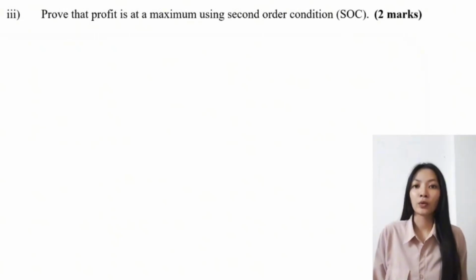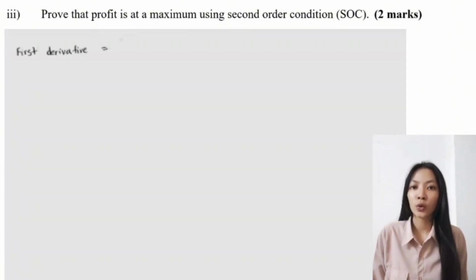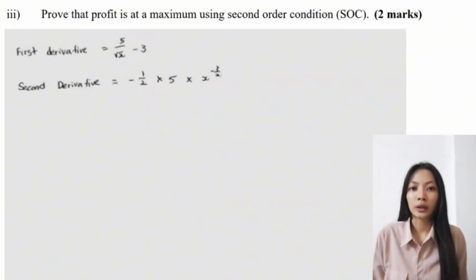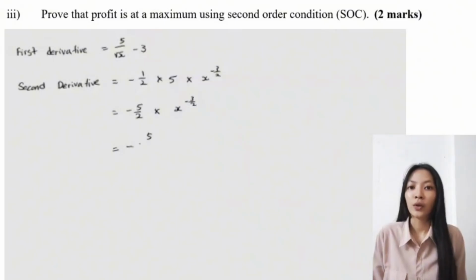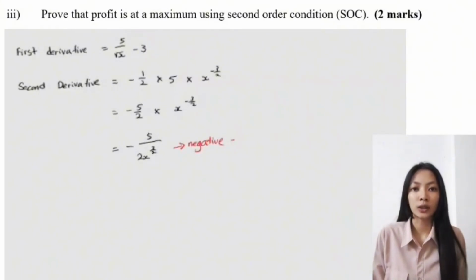Question 3. Prove that profit is at maximum using the second order condition. SOC. The first derivative equals 5 over square root X minus 3. Then the second derivative is 5 multiplied by negative 1 over 2 multiplied by X to the power of negative 3 over 2, then equals negative 5 over 2 multiplied by X to the power of negative 3 over 2, and lastly equals negative 5 over 2X to the power of 3 over 2. The second derivative is negative. So, the second order condition SOC proves profit is at maximum.